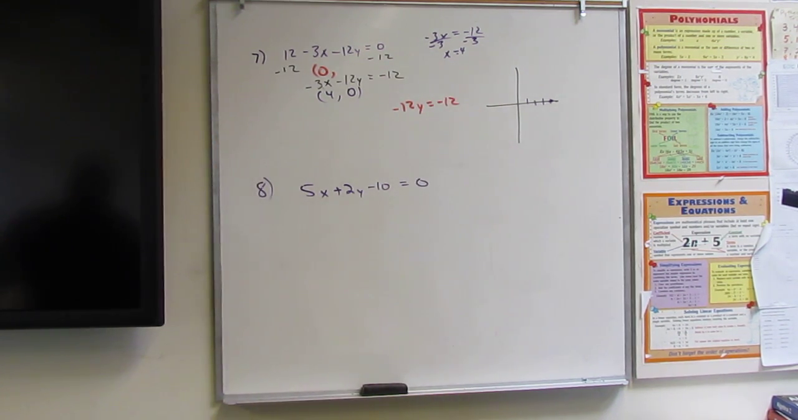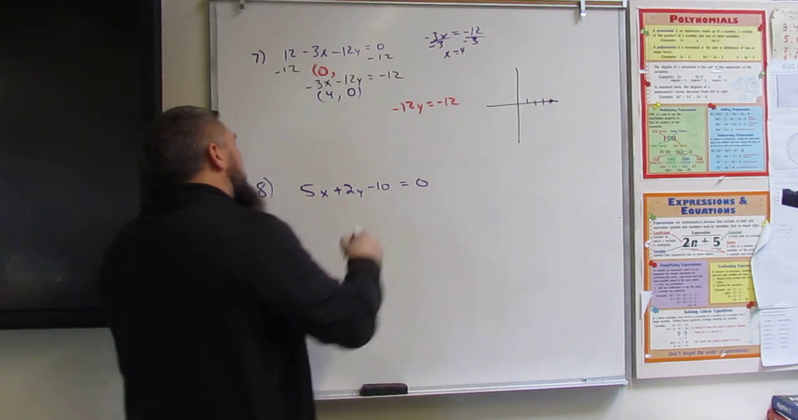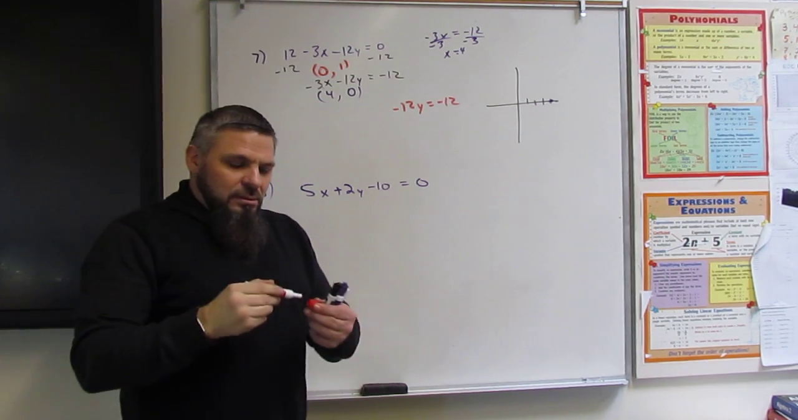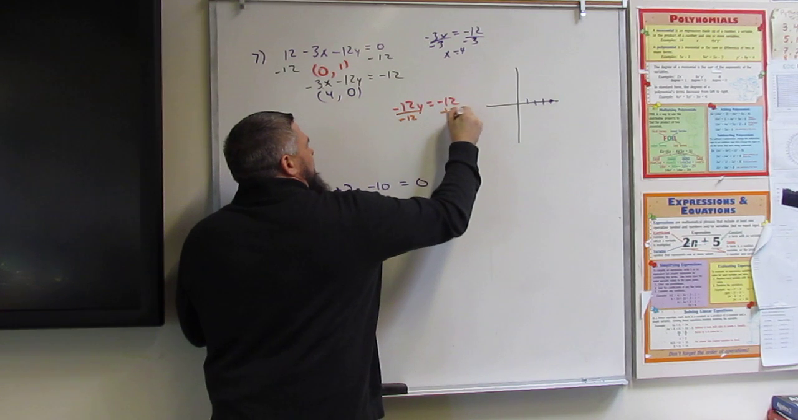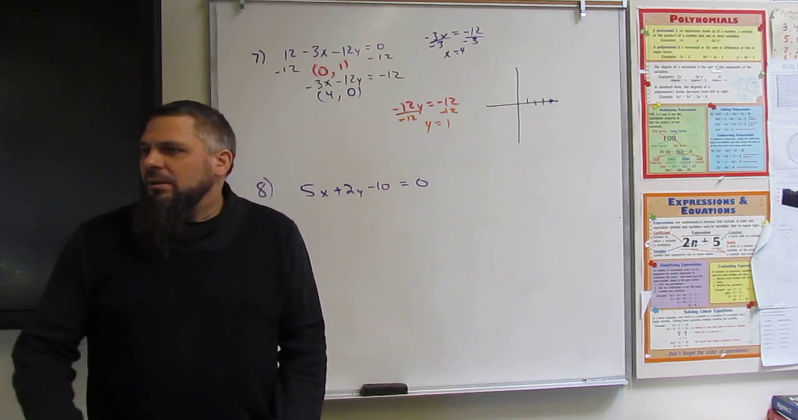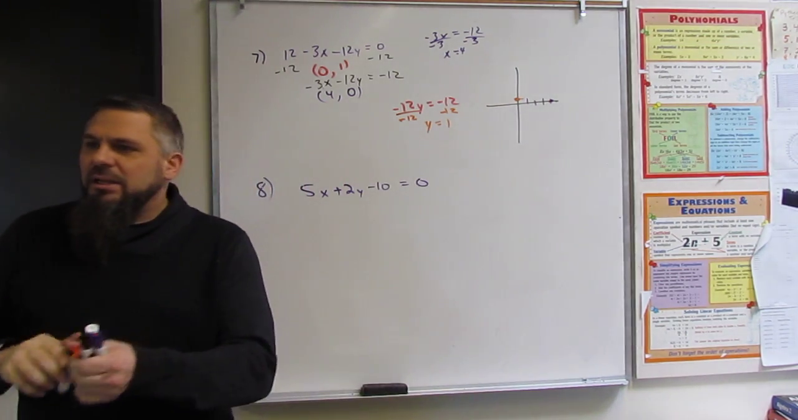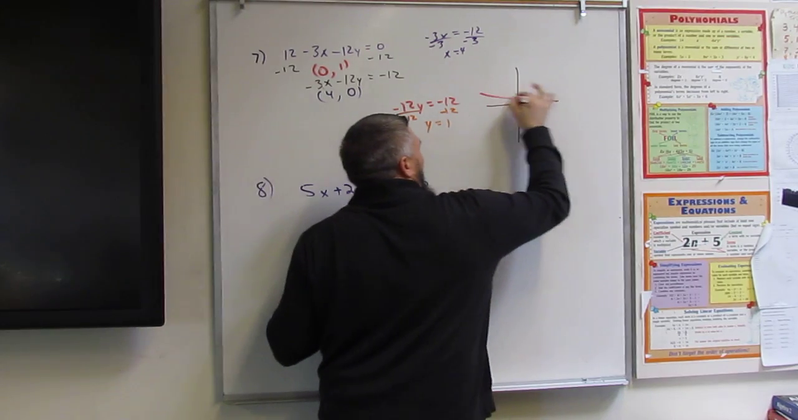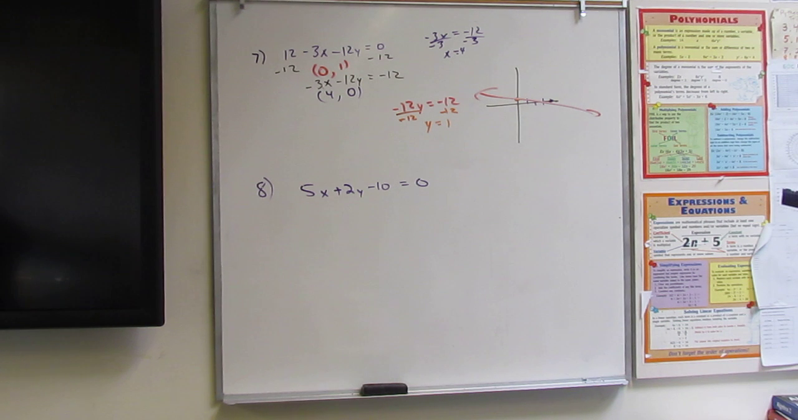Negative 12 times what is negative 12? 1. And if I divide by negative 12, I get y equals 1, and y equals 1 puts it right here. And then I just graph it. Wham! All day, every day. I'll eat this up like cake. This is good. Eat some more. This is cake.